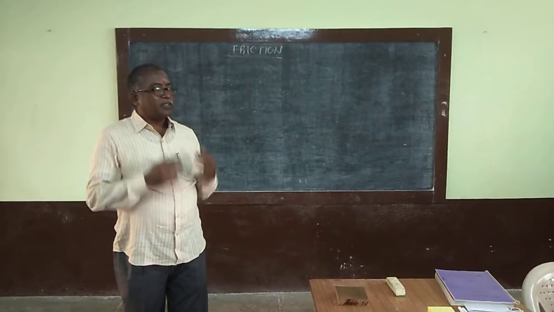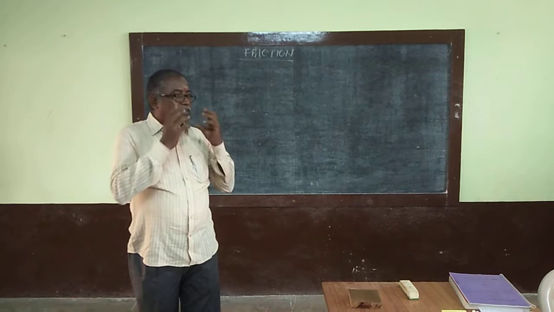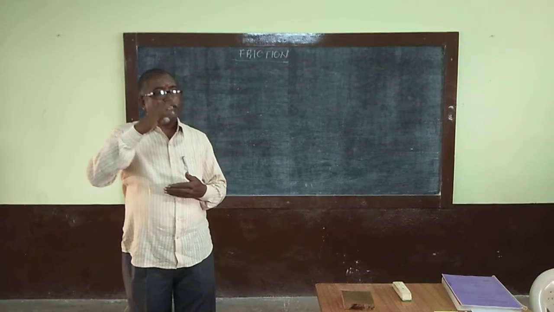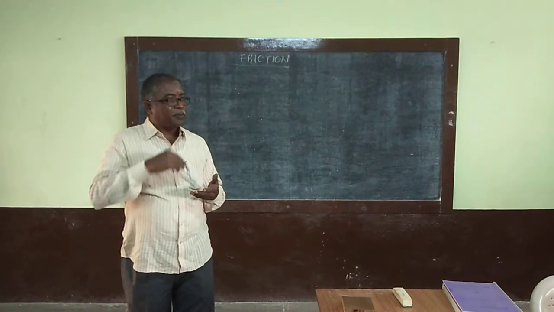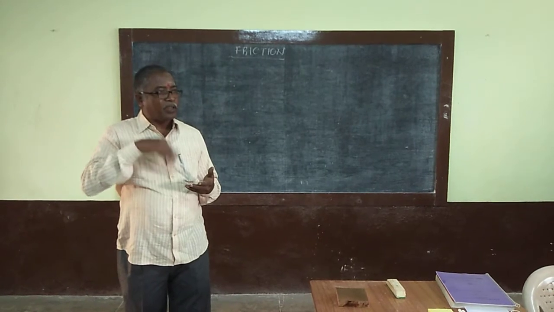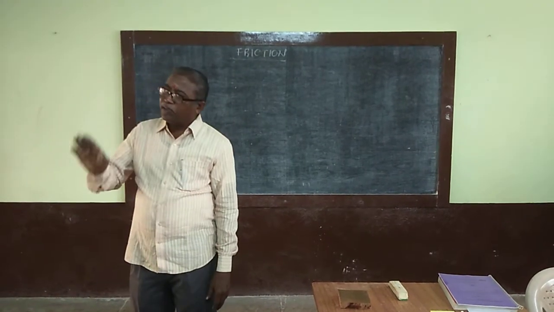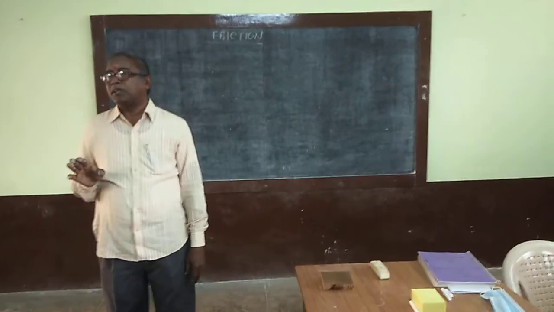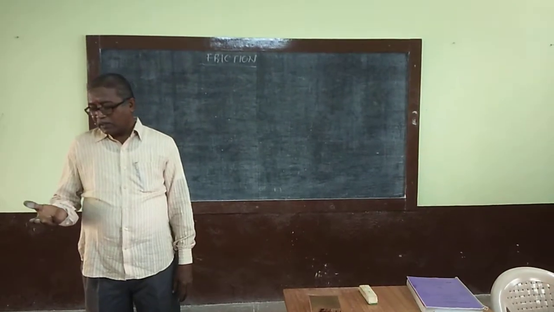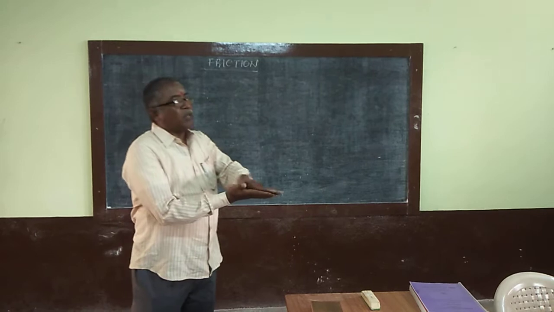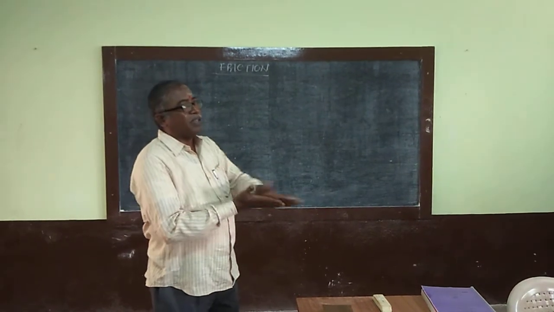So inside the body, everything is moving. The upper jaw and lower jaw are moving. See, the lower jaw is moving up and down. So everywhere there will be friction. For example, if I rub these two hands, what will happen after some time?